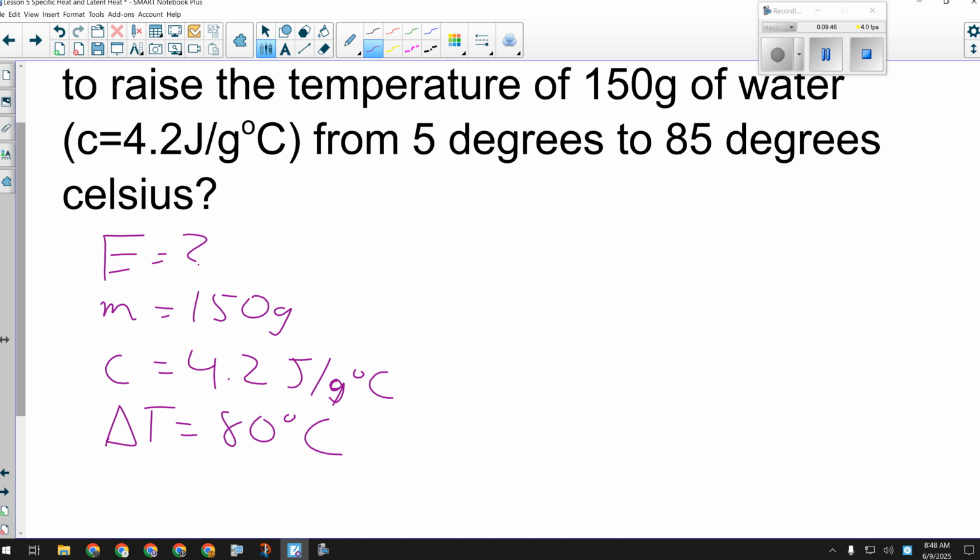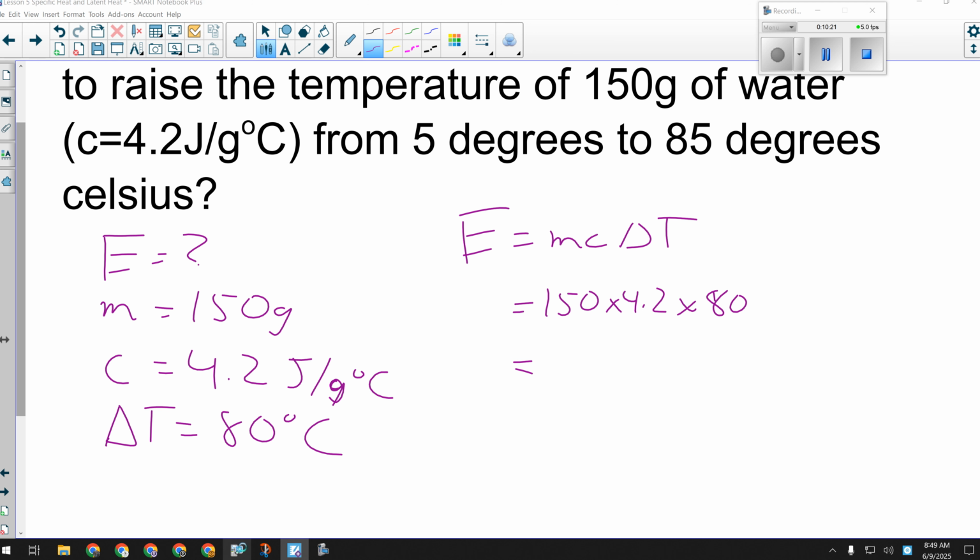So we have M, we have C, we have delta T. That means we don't have to manipulate anything here. We just have to plug our numbers in. So 150 grams times 4.2 joules per gram degree Celsius times 80 degrees Celsius. So I've got grams times joules per gram degree Celsius. That means the grams and the Celsius are going to cancel, and I'll be left with joules. That's exactly what I'm looking for, so that works.